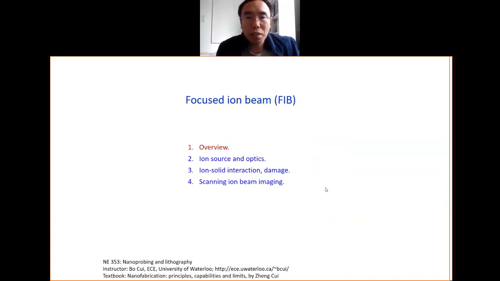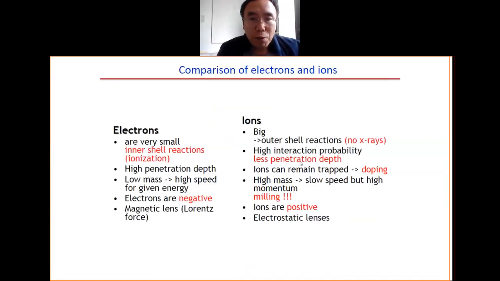So now let's look at the next topic, a focused ion beam. First, we compare electron and ion beam. For the electron, we know they are very small, it can penetrate into the atom and kick out inner shell electrons. For the ions, it is very big, it cannot kick out inner shell electrons. As a result, it will not generate X-ray.